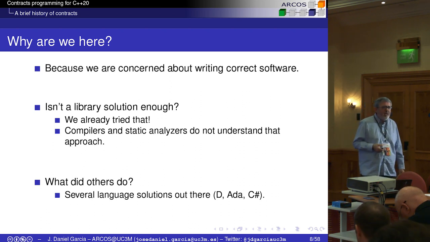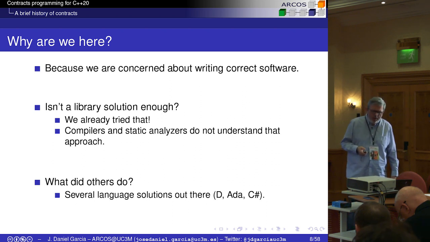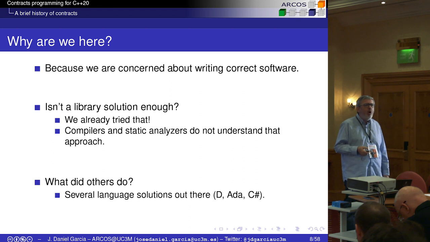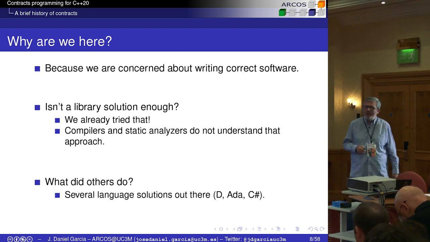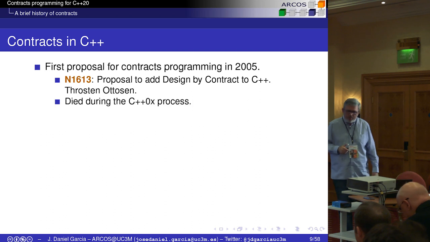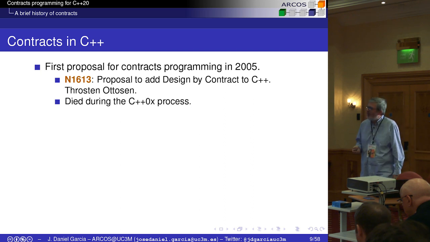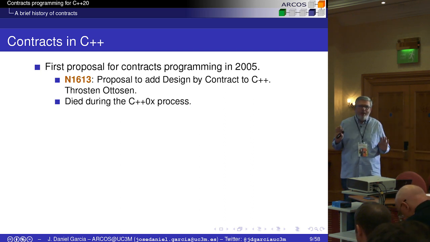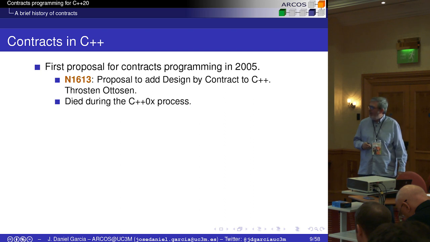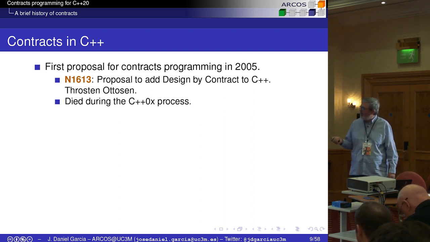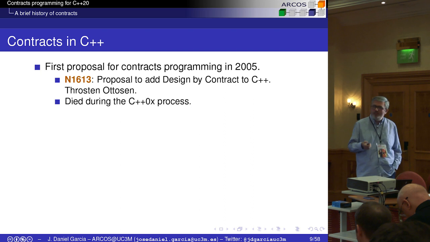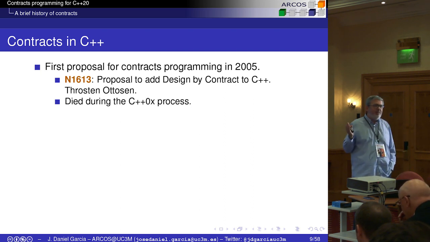By the way, C# has had several experiences with contract programming too. The most recent of them, I think, is Code Contracts. So there is enough experience in other programming languages. So I did a bit of archaeology about C++. The first proposal for adding contract programming dates back, at least that I am aware of, to the year 2005. That was a proposal by Thorsten Ottosen, and then elaborated a little bit more, but the proposal evaporated.